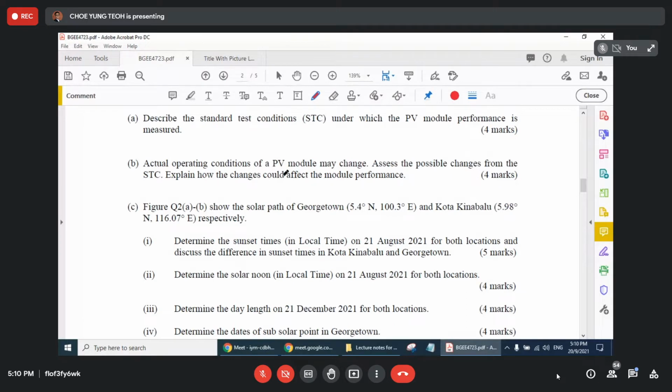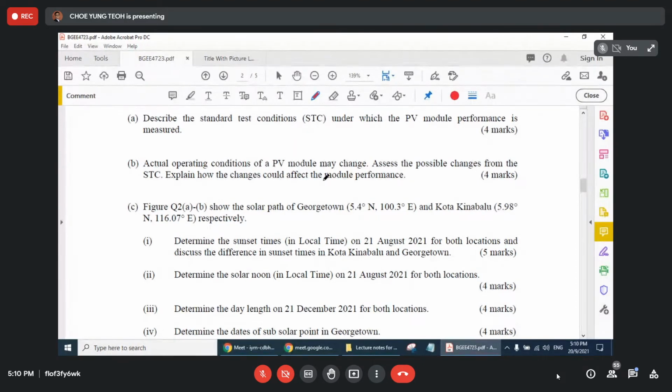Actual operating condition of PV module may change. Assess the possible change from the STC and explain how this change will affect the module performance. Okay, so first, STC has 2 different criteria, temperature and solar irradiance. So first, possible change from the STC. First, solar irradiance can be lower than 1000 watt per square meter, depending on the location of the sun, and also the atmospheric condition. So you have to explain why it will reduce the solar irradiance compared to the standard test condition.